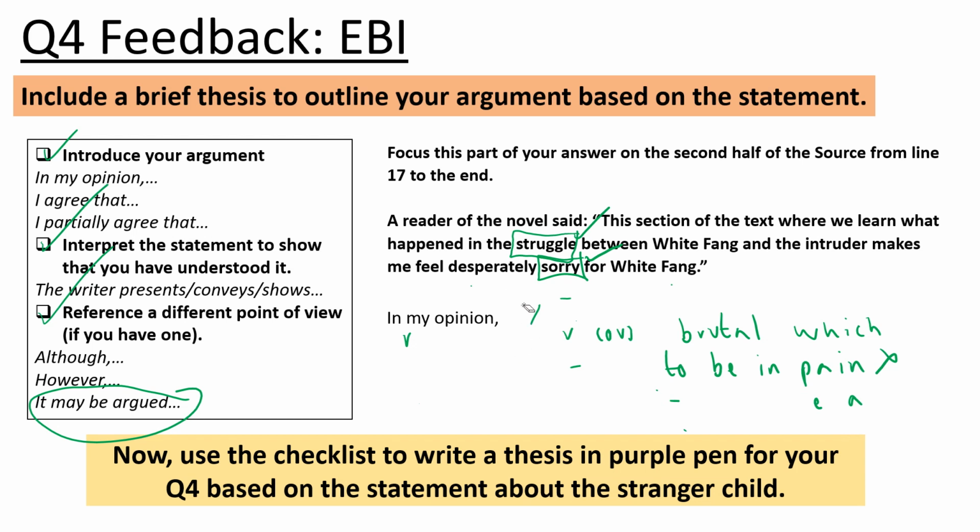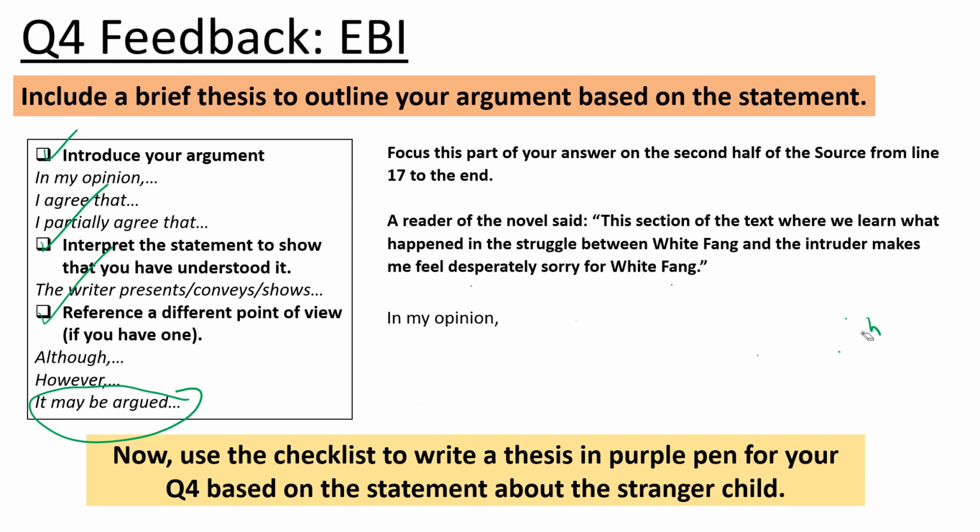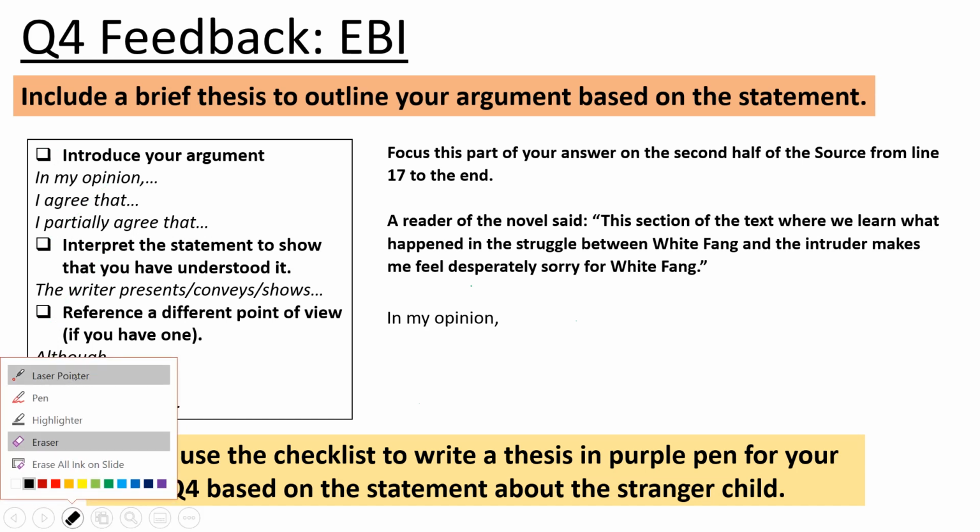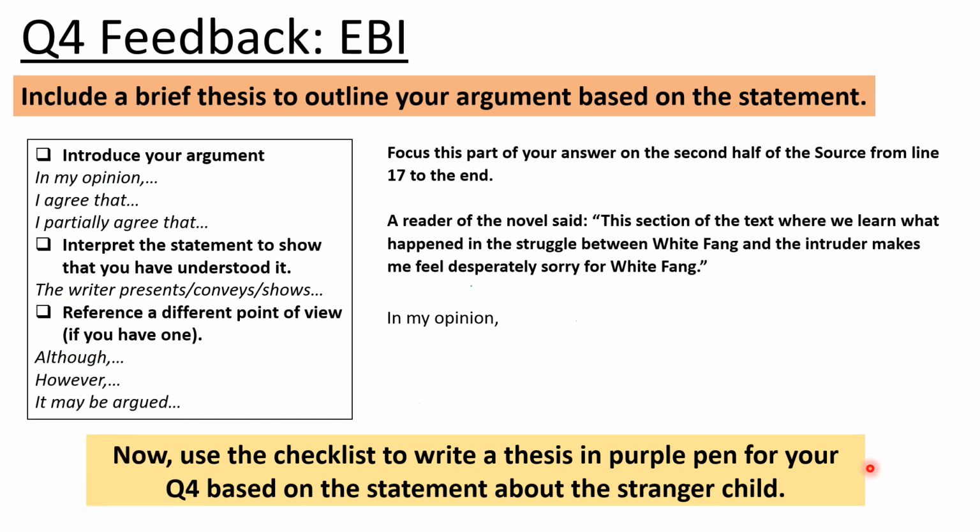But what I would like you to do is to use the checklist that I have just used on the left hand side to write a thesis in purple pen for your question 4 based on your statement about the stranger child. It would need to link to the reasons that you have outlined in your table. You can either do it directly onto your language paper 1 assessment, or if you don't have a lot of room, you can do it underneath today's date and title.